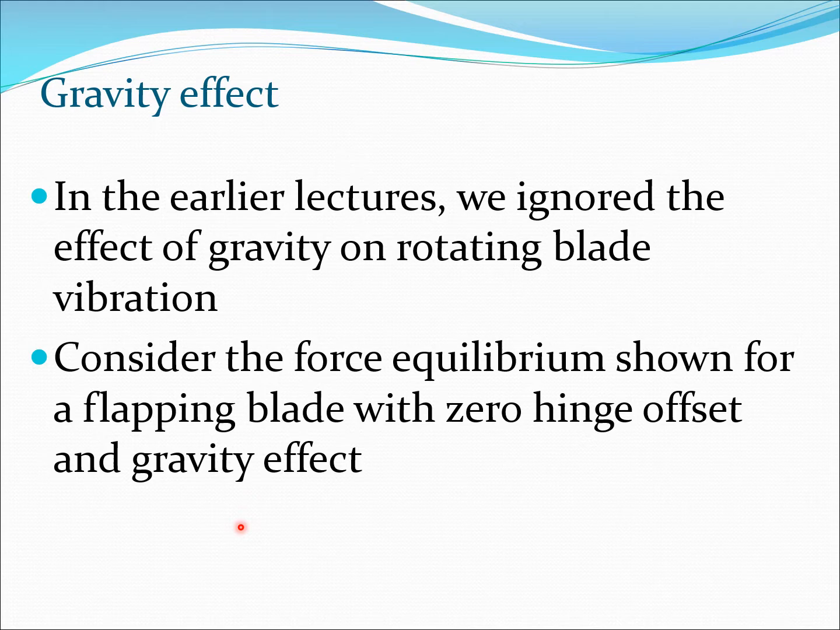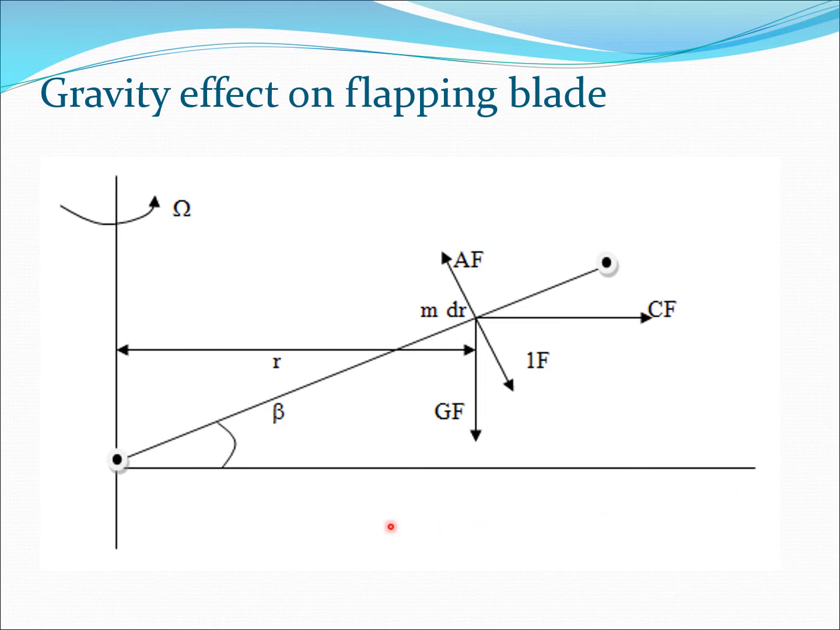So let's again consider the force equilibrium equation of a flapping blade, and for simplicity we assume there is no offset hinge, so the hinge is essentially at the hub, and we will include the effect of gravity. This will keep the equation simple, but it will let us grasp through modeling whether gravity is important or not for the flapping blade. So the first thing we do as usual is to draw the free body diagram of the flapping blade.